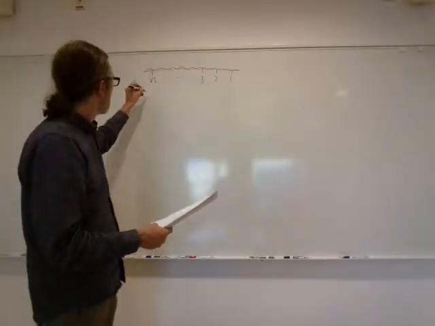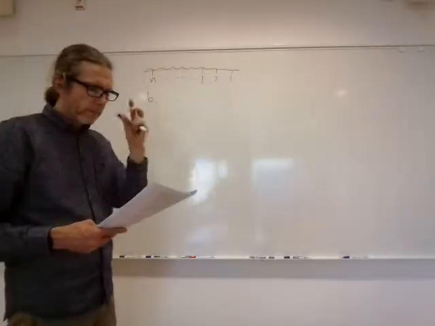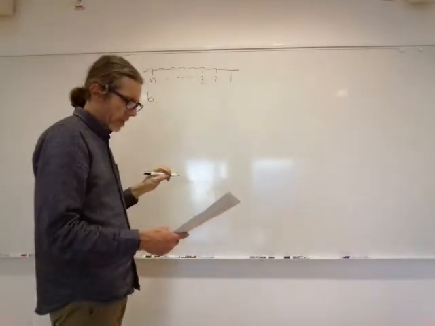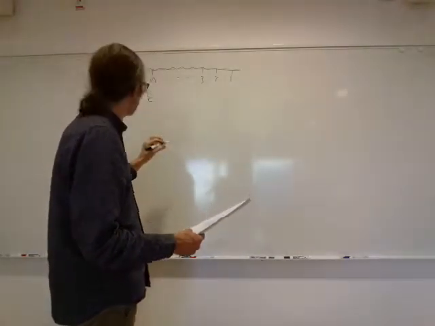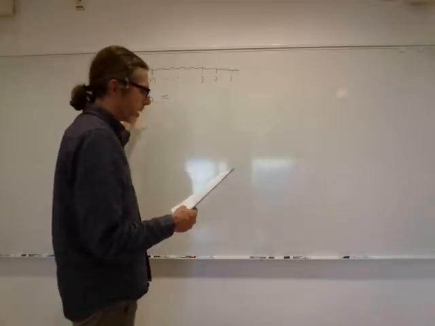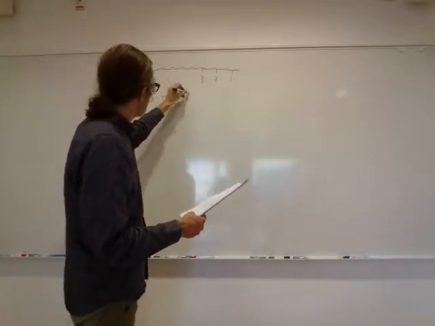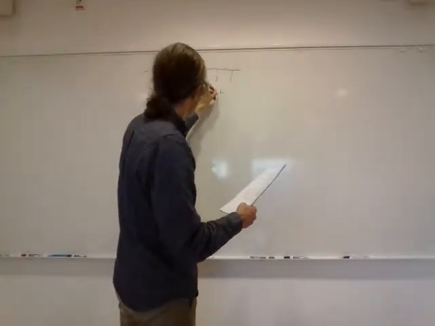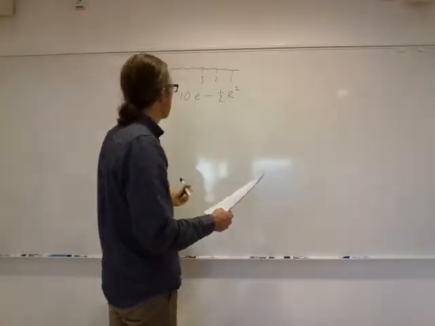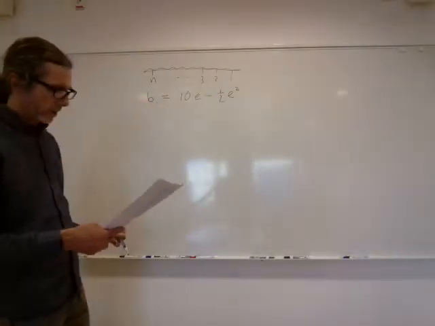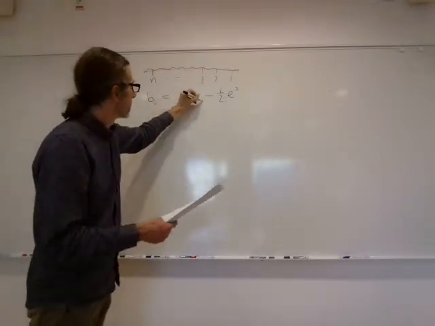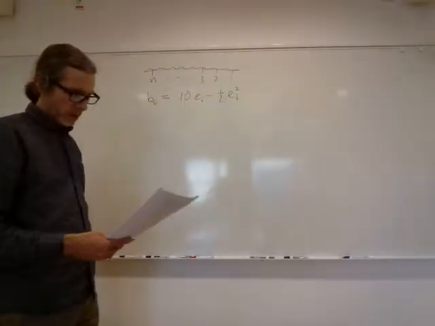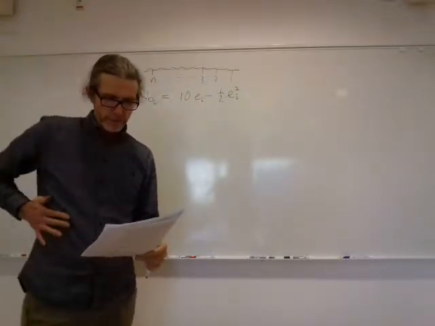Each country i enjoys a benefit, B, which is 10 Ei minus a half Ei squared. So B is 10 E minus a half E squared, and that's the same for each country, so we can add the i's but nothing changes. It applies for all the countries. They all have the same benefits from emissions.